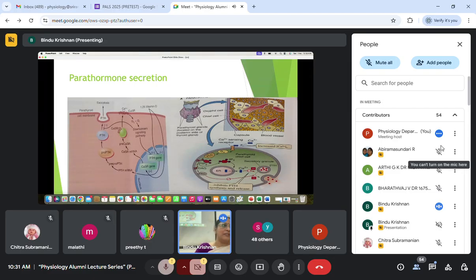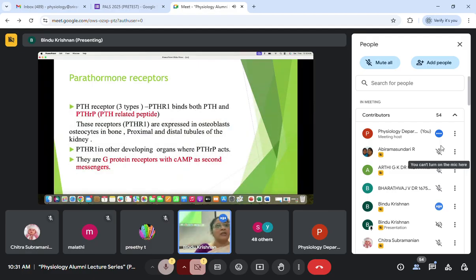So when the serum calcium is normal, then the PTH secretion is not there. The PTH gene is repressed or suppressed, right? So now the parathormone has got secreted, it has to act on the receptors. As of now, 3 receptors have been identified, but we are concerned with PTHR1, right? That is the receptor which binds both parathormone and, using a new term here, PTH related peptide, right? So these receptors, that is PTHR1, are expressed in osteoblasts and osteocytes in the bone, and in the proximal and distal tubules of the kidney.